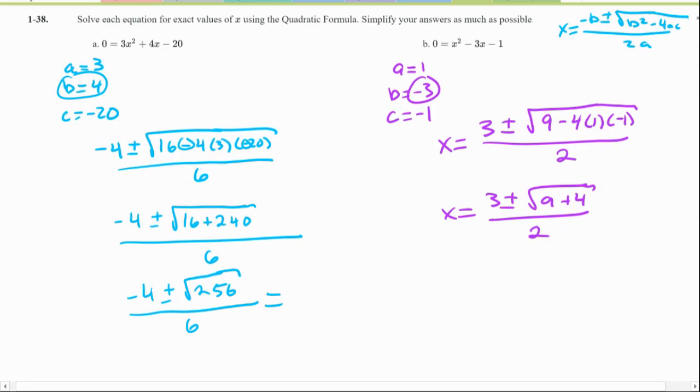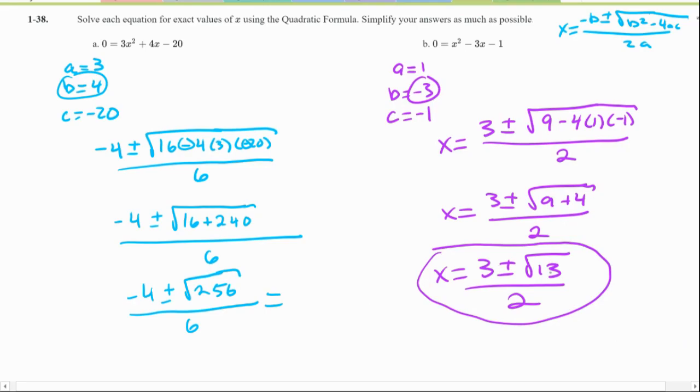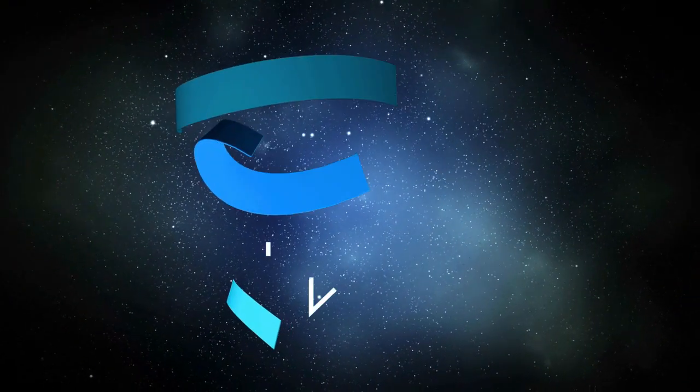Oh man, they're so nice. It doesn't simplify at all. 3 plus or minus the square root of 13, over 2. There's my two answers, because the square root of 13 doesn't simplify. So I got 3 plus root 13 over 2 and 3 minus root 13 over 2. And that is number 38.